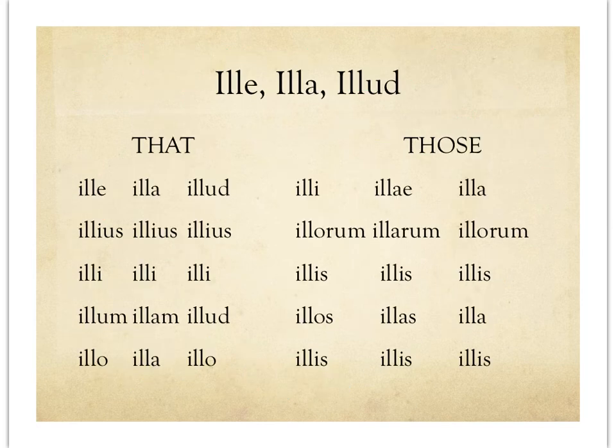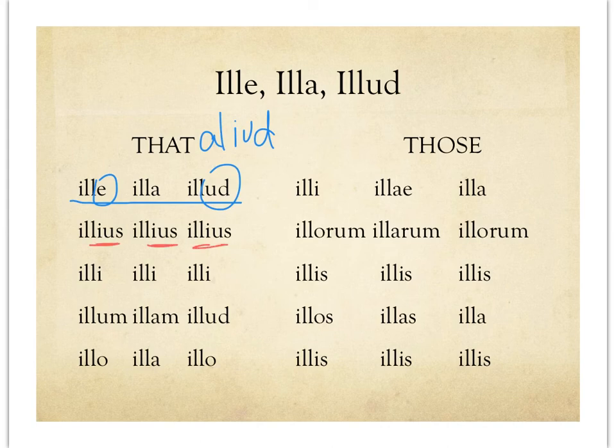Ille, illa, illud is the pronoun for that, and in the plural, those. And here you can see, again, that in the nominative singular, ille, illa, illud, we have this -ud, not unlike aliud, if you remember. And we do have this e here, which is a little unusual. But then here we have illius, illius, illius. That's like our unus nautas. Illi, illi, illi, like our unus nautas. And then illum, illam, illud.